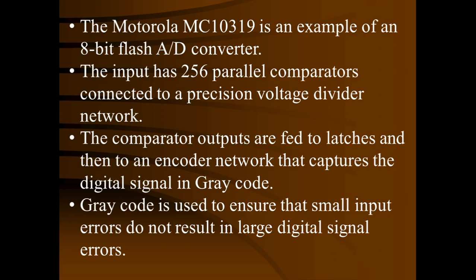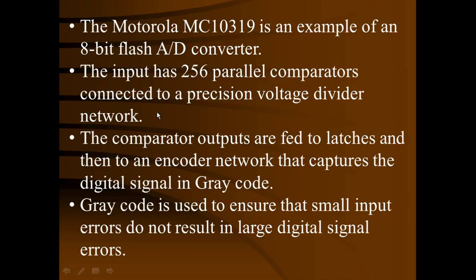It utilizes a number of comparators. Now, if it is an 8-bit digital signal, that means 2 raised to 8, 256 combinations, are required. The input range has to be divided into 256 ranges, and that means 2 raised to 8 minus 1, that is 255 comparators, are needed, which are inside this Motorola MC10319 IC. The input has 256 parallel comparators connected to a precision voltage divider network.